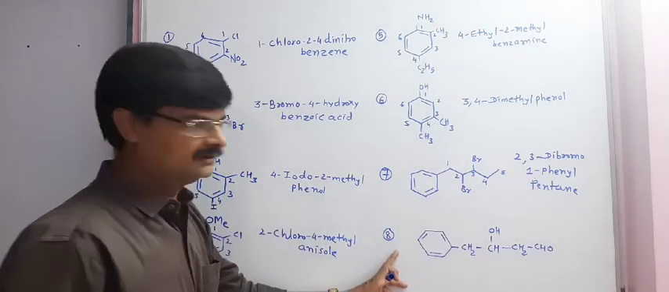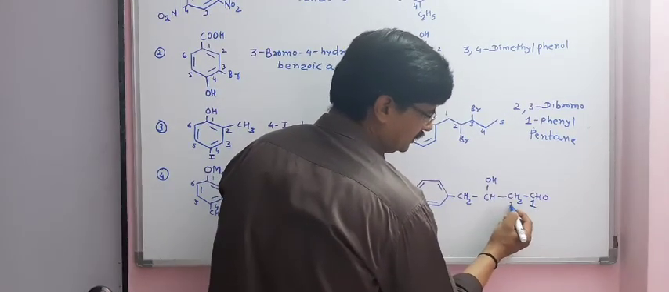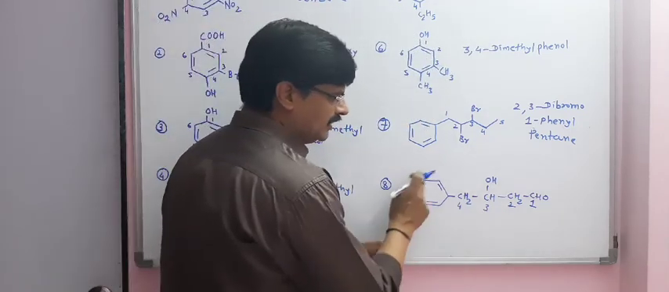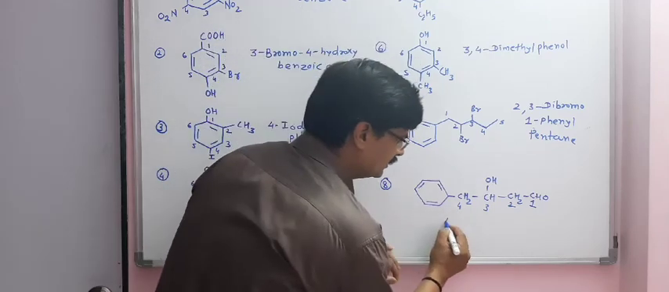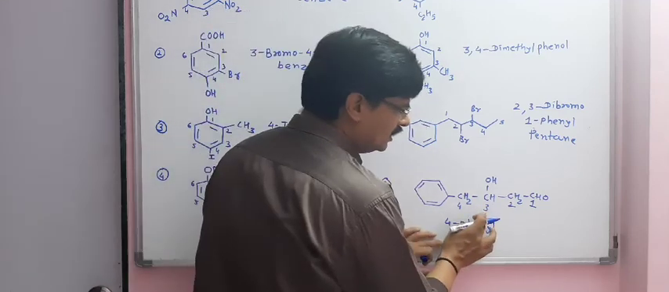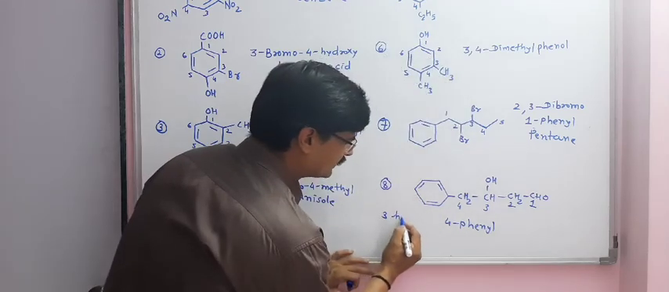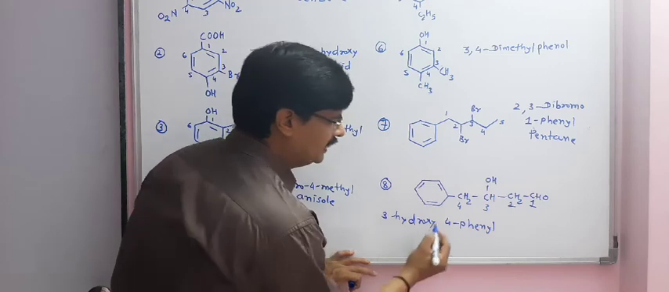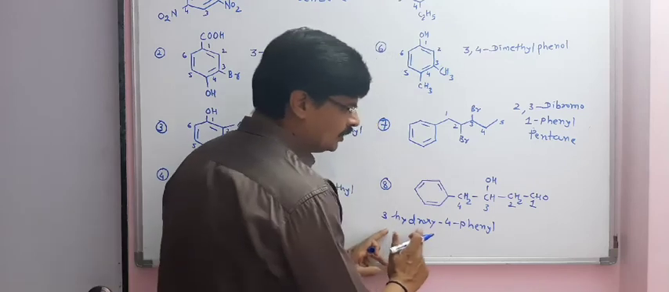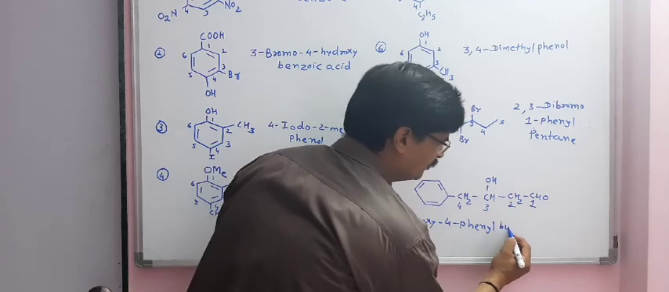Now for the next one. Because of the presence of the aldehyde group, carbon number 1 will come here, then 2, 3 and 4. Now on carbon number 4 we have a phenyl group, that is why 4-phenyl. But on the 3rd carbon we have a hydroxyl group, therefore 3-hydroxy. Maintaining alphabetical order, 3-hydroxy, 4-phenyl, and a total of 4 carbon atoms with an aldehyde group. So butanal.